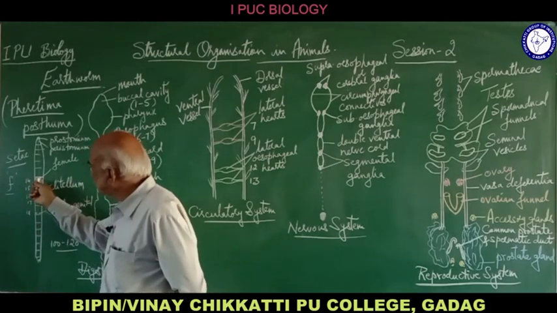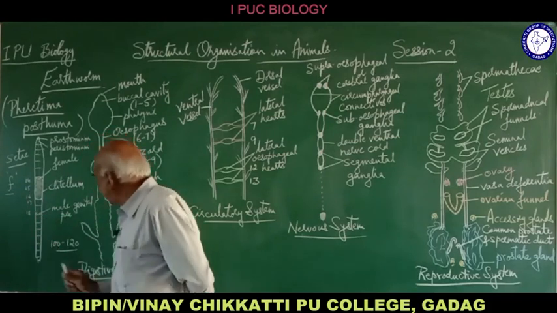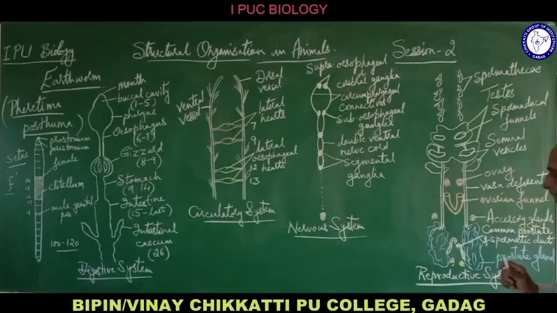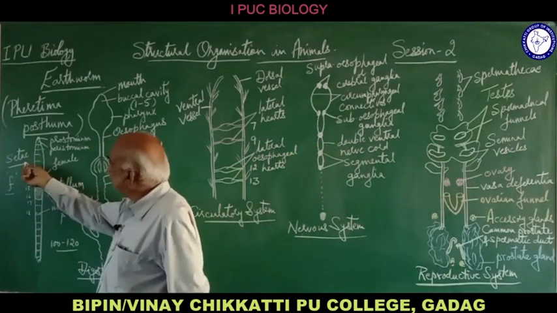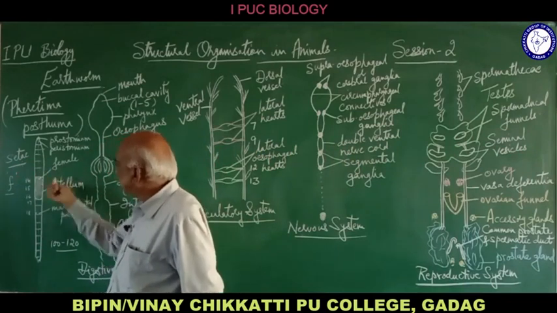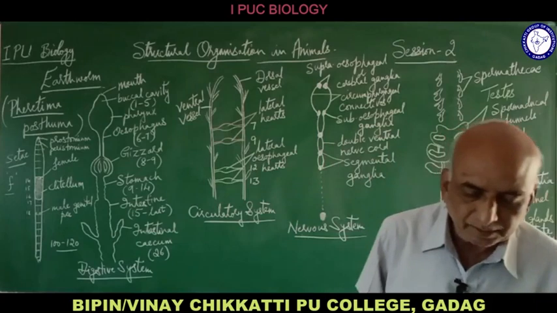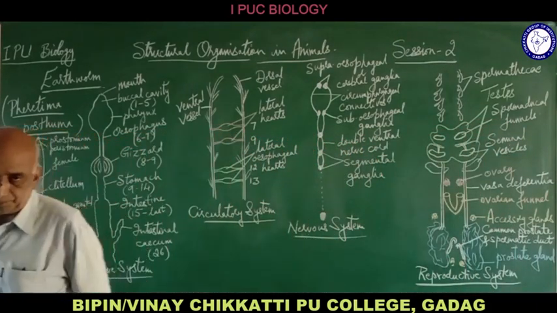There is a female genital pore in the 14th segment. There is a pair of male genital pores in the 18th segment. Then the locomotory organs are the setae, and the nephridiopores also open in the segments. So that is about the morphology of the earthworm.